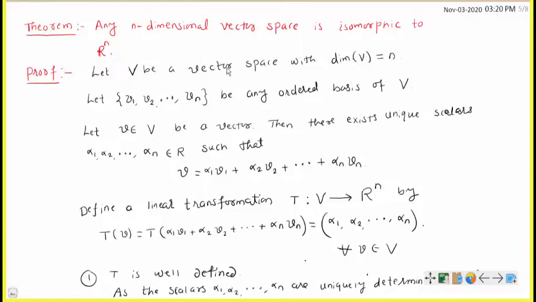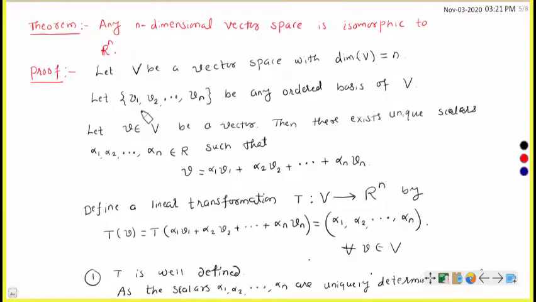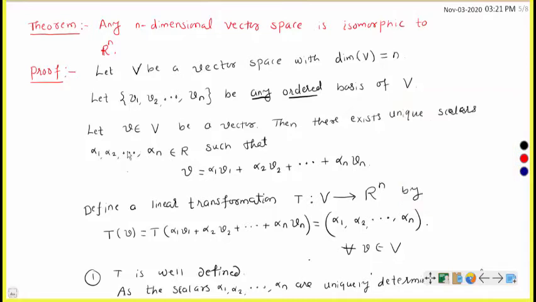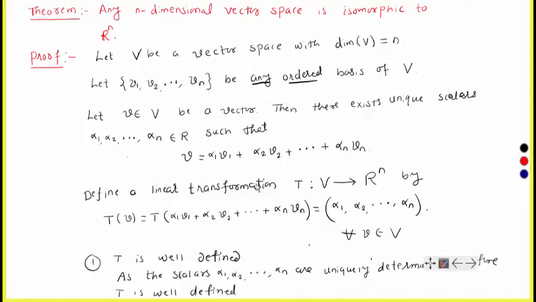Let V be a vector space with the dimension of V equal to n. For that we have taken a vector space V whose dimension is n. Then let v1, v2, ..., vn be any ordered basis of V. Then we have to define an isomorphism between this vector space V and Rn.